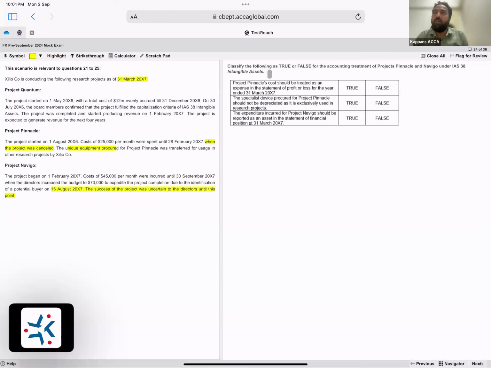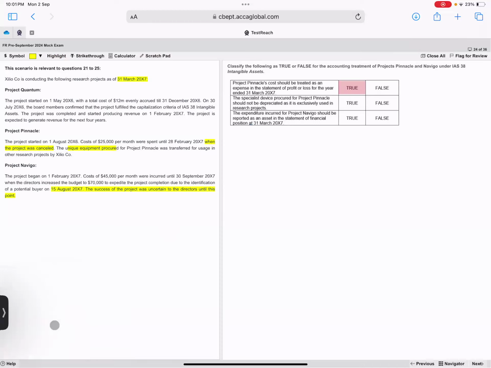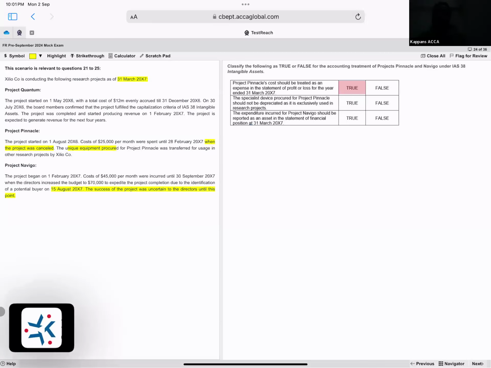Now let's read the statements and see whether it is true or false. Project Pinnacle's cost should be treated as an expense in statement of P&L for the year ended 31st March 20X7. Is it true or false? It's true. It should be treated into profit and loss account because the question very clearly says that it has been cancelled. So since the project is cancelled, it has to be written off to profit and loss account.